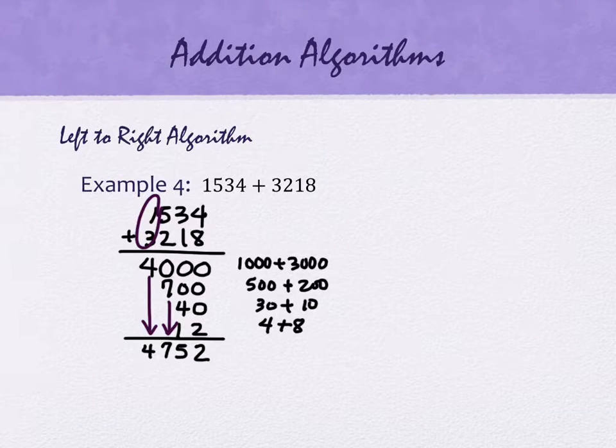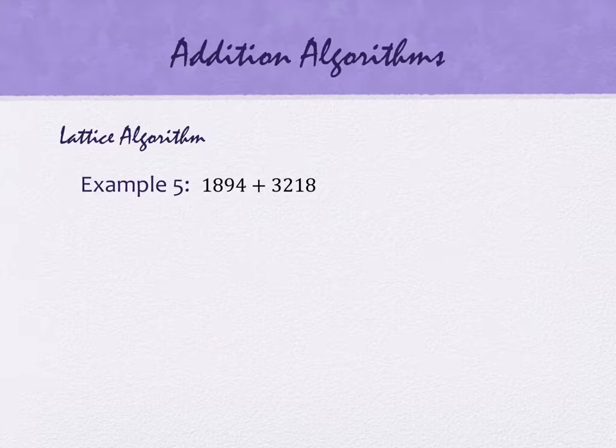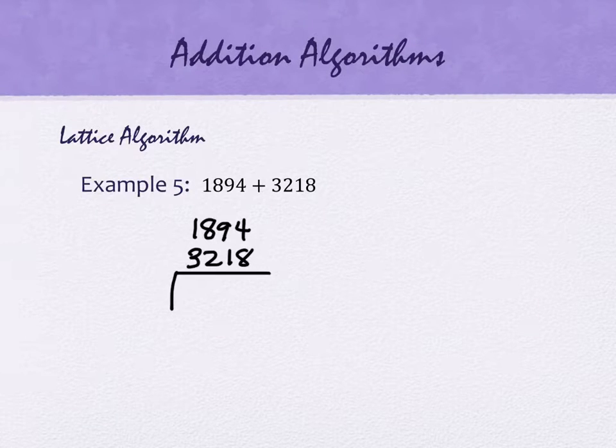The next one's a fun one, very visual. It's called the Lattice Algorithm. We're going to see the Lattice Algorithm show up again in multiplication too, but it's very friendly. And it starts out looking much like the standard algorithm, 1894, 3218. What we're going to do is draw underneath it a box.